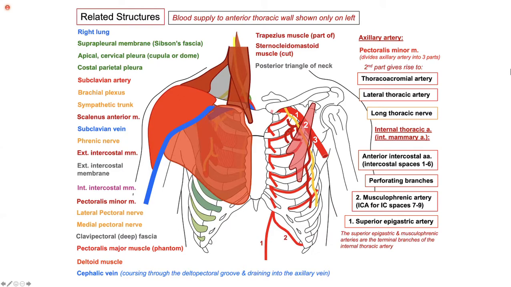Are we clear? Good. So now we can see the remaining branches from the musculophrenic for the spaces 7 to 9. And we know what happens with the lowermost part. So now this is the breast tissue. The breast is located here, male or female. And then there is a tail, the axillary tail. These are important when you'll be learning about the breast, not today.